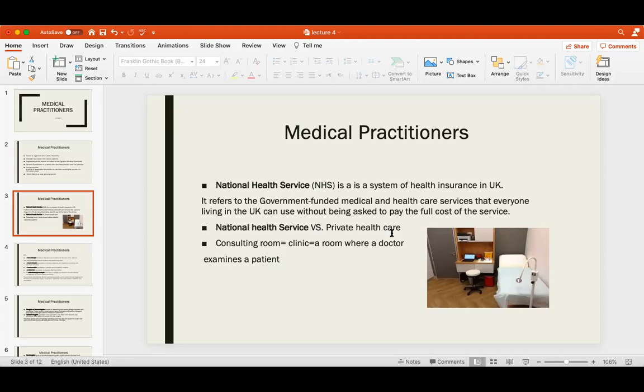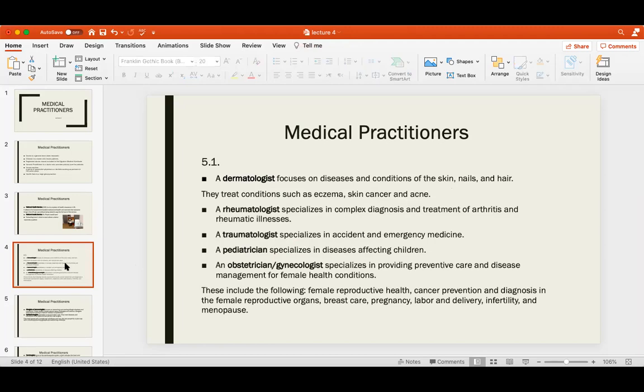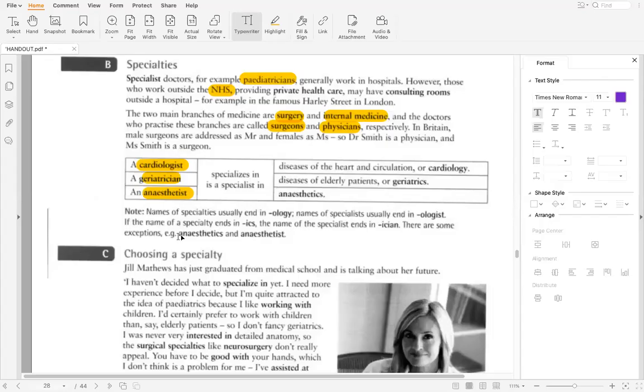Doctors who work in the UK outside the National Health Service, they have consulting rooms. What is the meaning of consulting room? Consulting room means a clinic, all right? عيادة. A room where a doctor examines a patient. In Egypt, we don't have this organization, the National Health Service. In Egypt it is the medical insurance. All right.